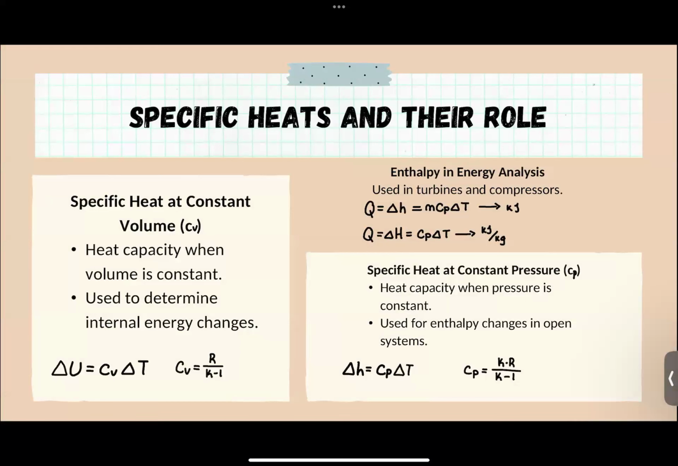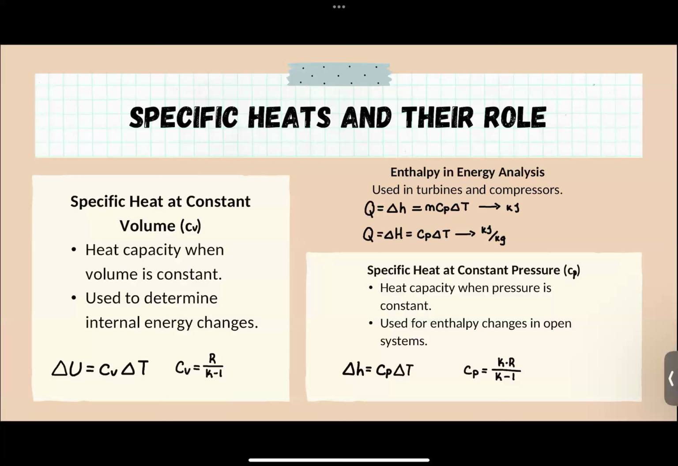A first aspect to the first law is heat, which is denoted by Q, and it's another key form of energy transfer. The methods of energy transfer include conduction, which is the energy transfer through a solid due to a temperature gradient. There's convection, which is the energy transfer between a solid surface and a moving fluid, and radiation, which is the energy transfer via electromagnetic waves.